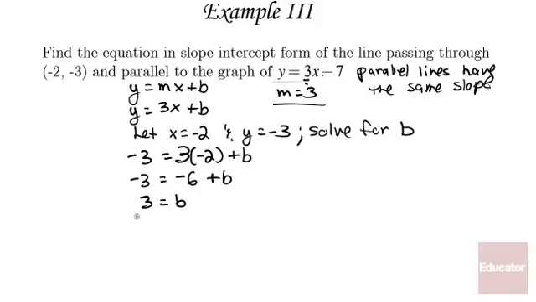I have the slope. I have the y-intercept. I can write this out in slope-intercept form. Y equals, the slope is 3, 3x, and b is 3.